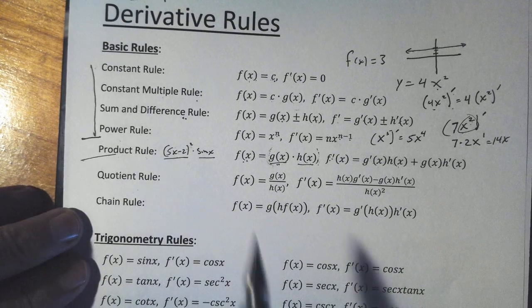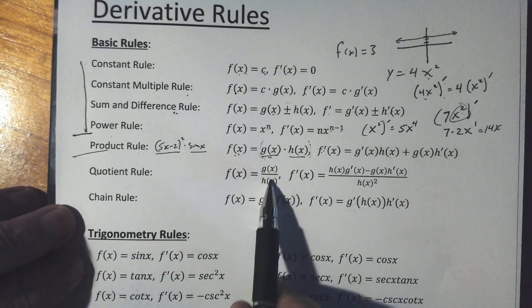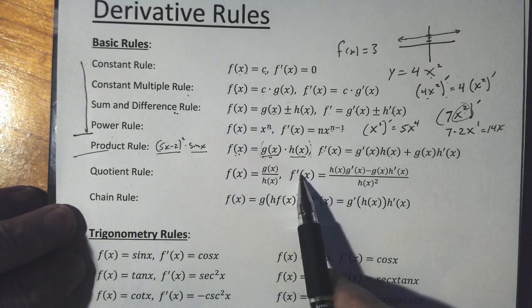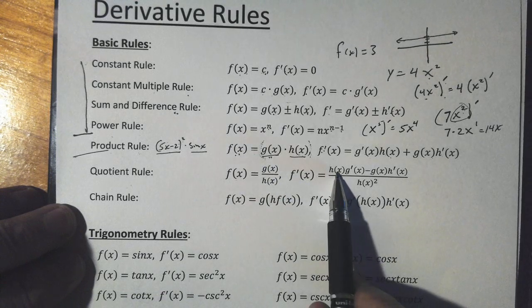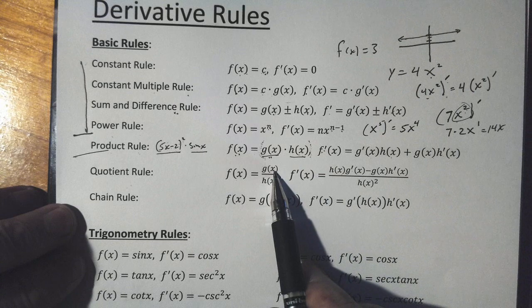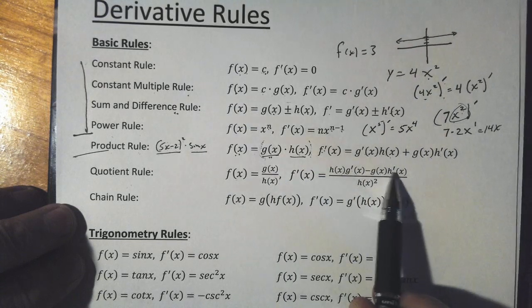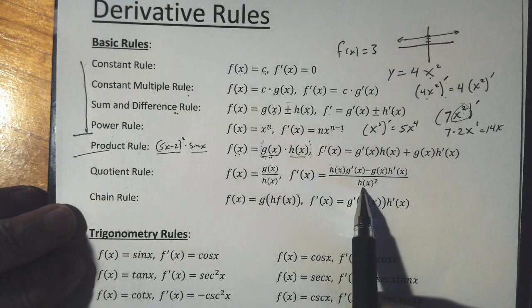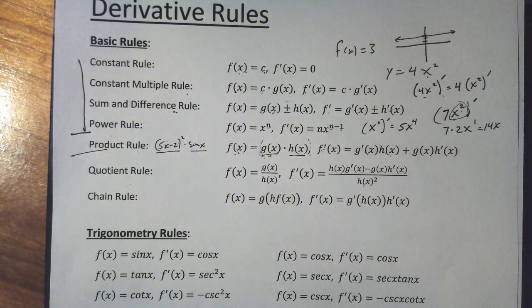The quotient rule says if we have a function that's the quotient of two different functions, g divided by h, then the derivative of that function is the bottom function times the derivative of the top function minus the plain old top function times the derivative of the bottom function, all over the bottom function squared. That's a lot to remember, so this is very, very helpful for most.